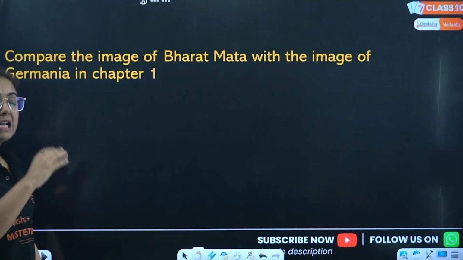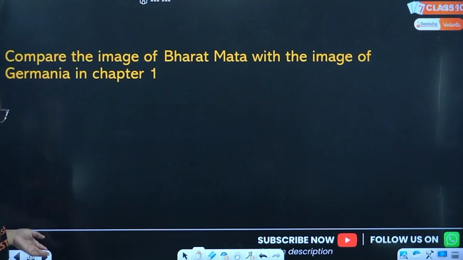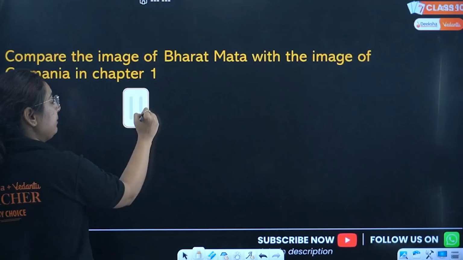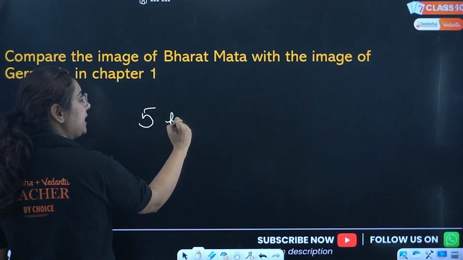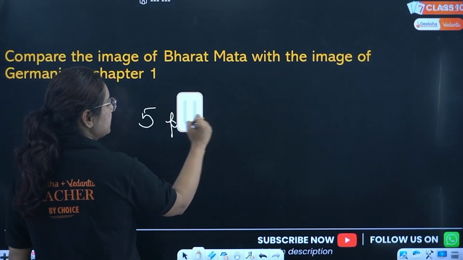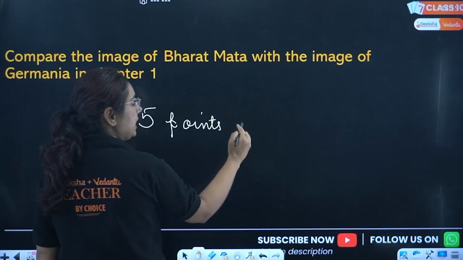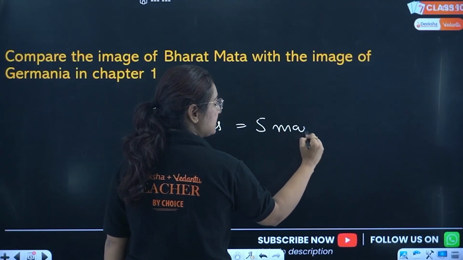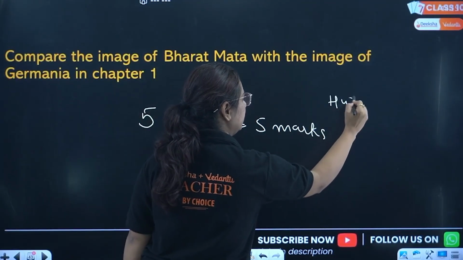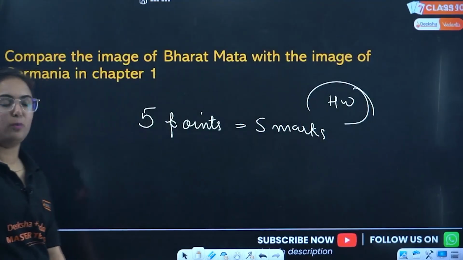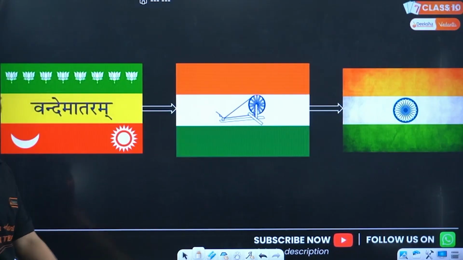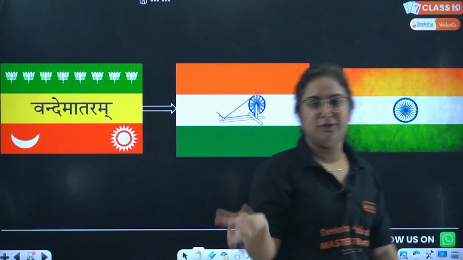And the question: compare the image of Bharat Mata with the image of Germania in chapter 1. I am giving you the target of writing 5 points because this question comes for 5 marks. This is homework for you. You have to do it right after you watch this video. We will see the journey of the Indian flag also.